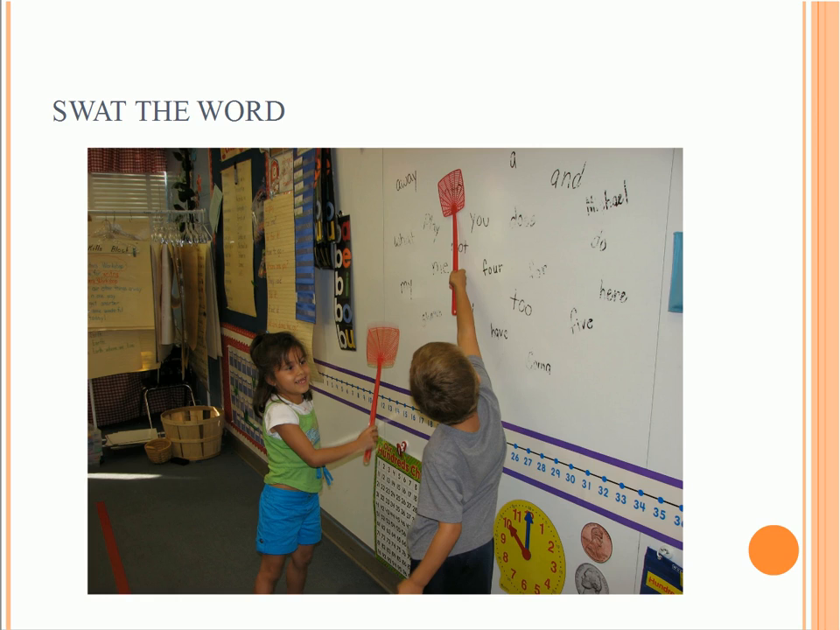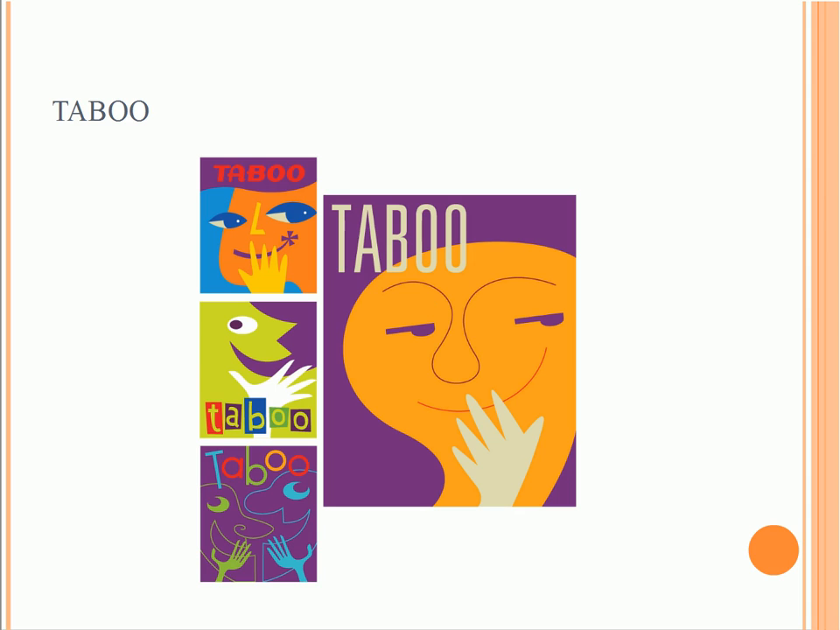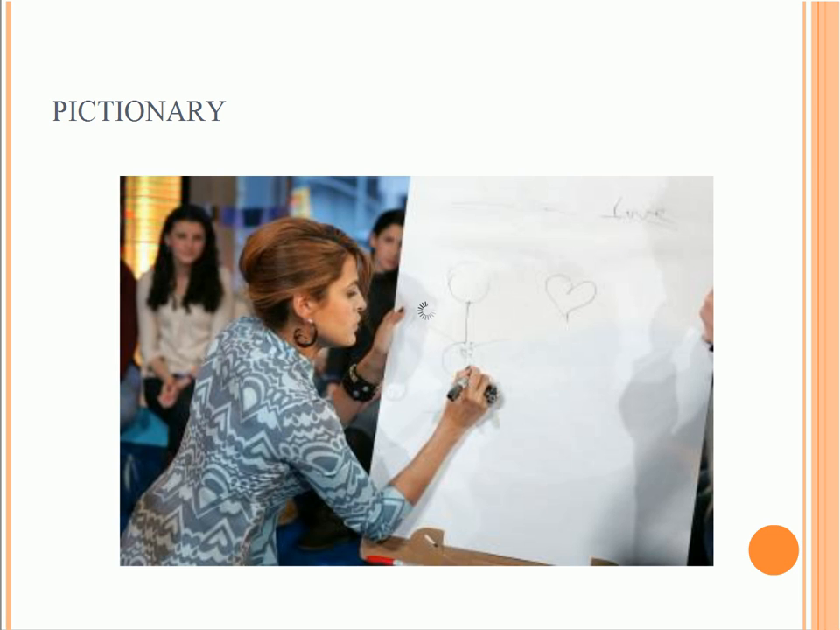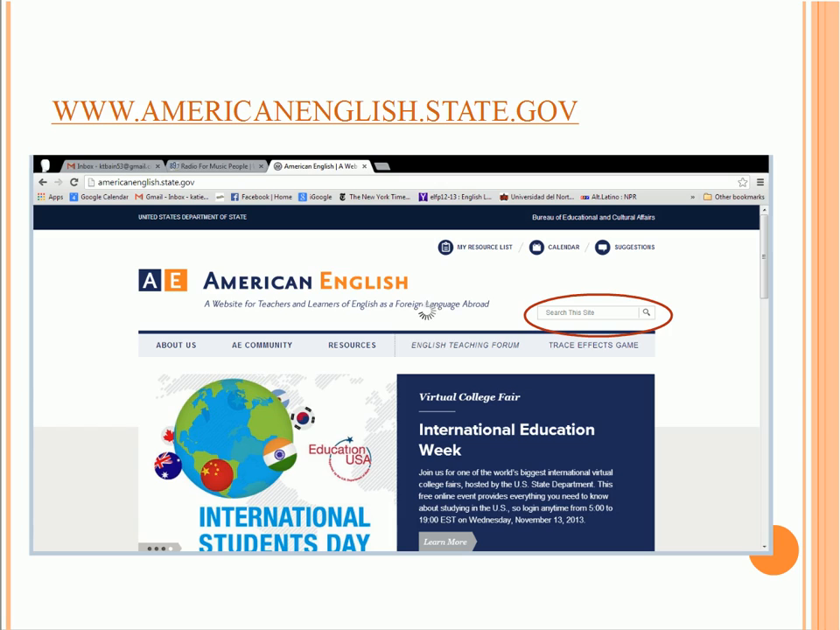There is Swap the Word, which is super easy. You just write words on the board and have students come to the front. You can call the word out and the student just has to hit the word. Very easy. Scavenger Hunt, Taboo, Pictionary. Okay, and then here are a few more websites for where you can find more games.